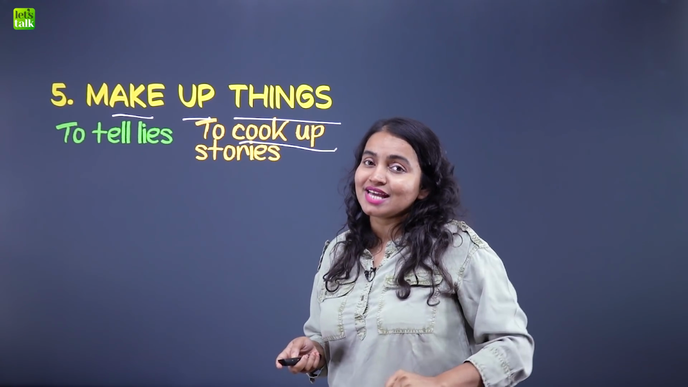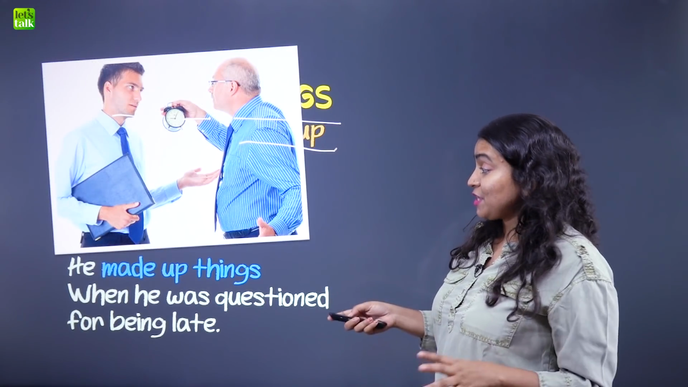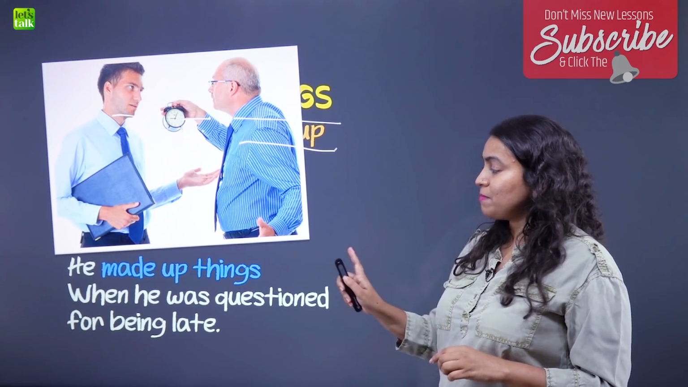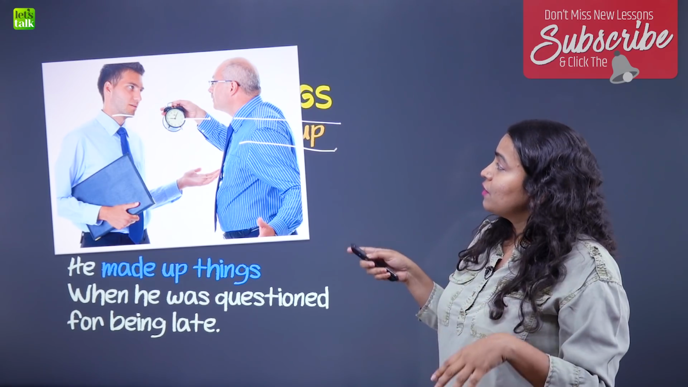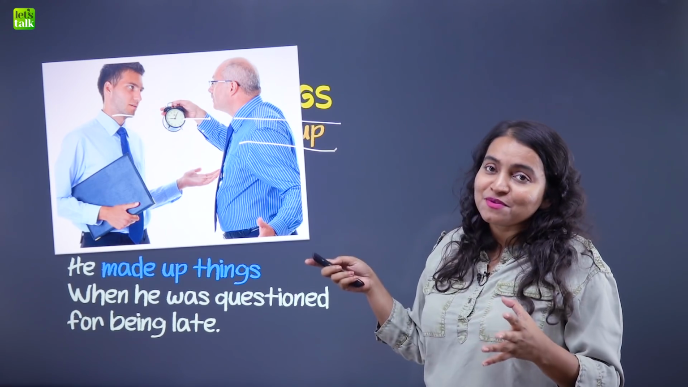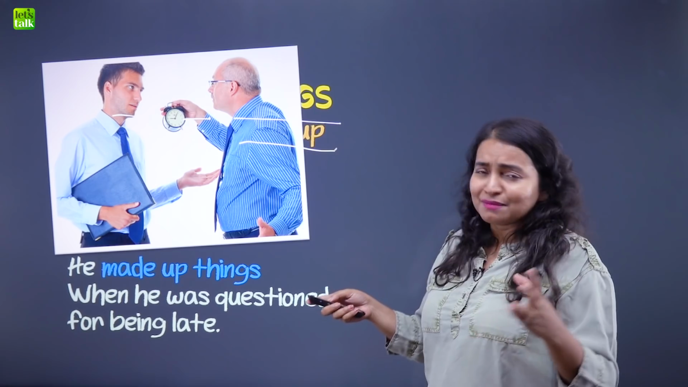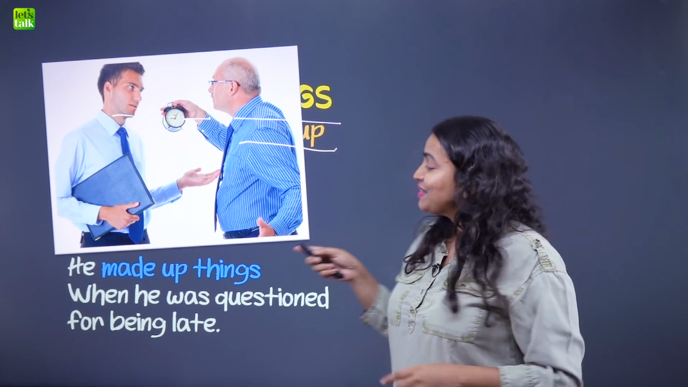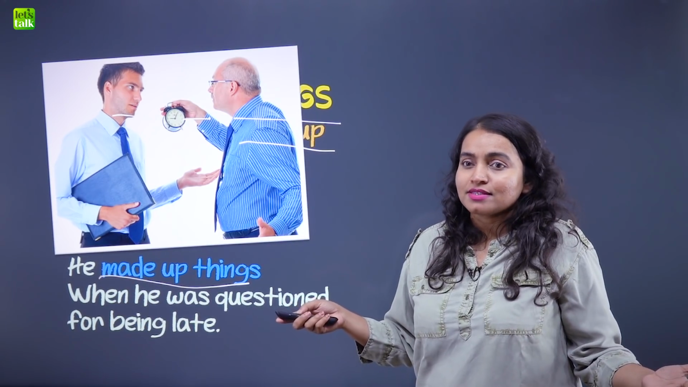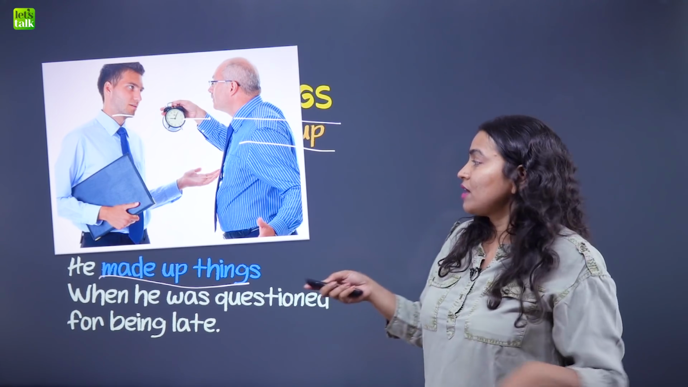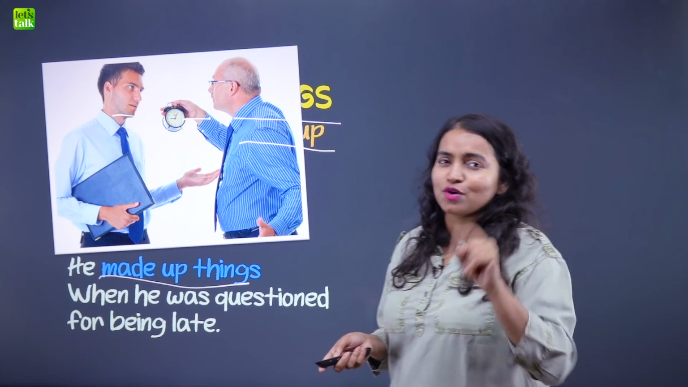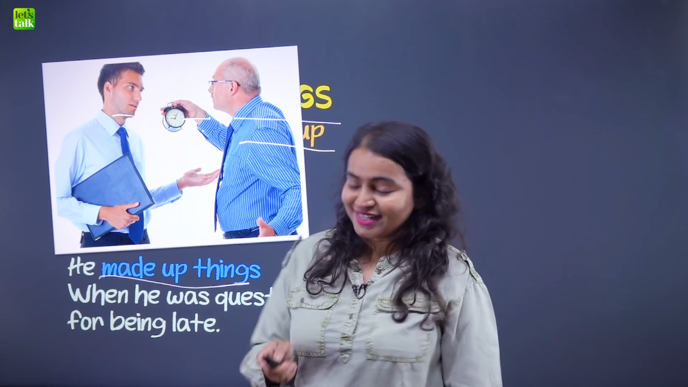So let's see how we can use that in a sentence. Okay, so he made up things when he was questioned for being late. Okay, so as you can see, here's the boss and here's the employee. And this employee seems to have a problem with coming on time to work. And I'm assuming that this is not the first time he was questioned, right? So what does he do? He makes up things. He cooks up stories. One day he might tell the boss that he had to run an errand. The other day he might just tell his boss that he met with an accident. But in reality, I'm pretty sure he just woke up late. He's making up things. He's making up stories.